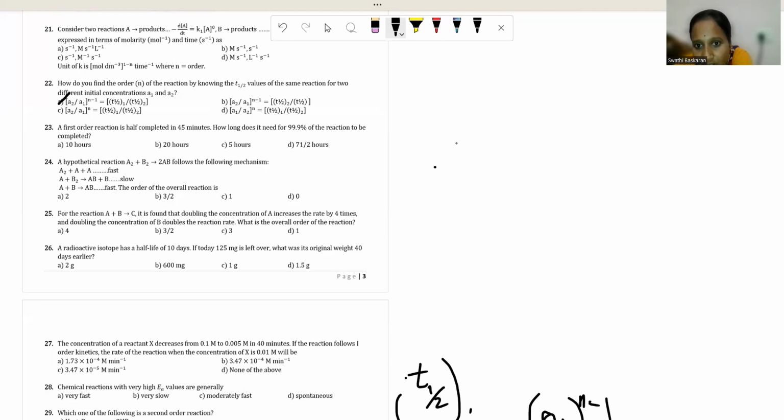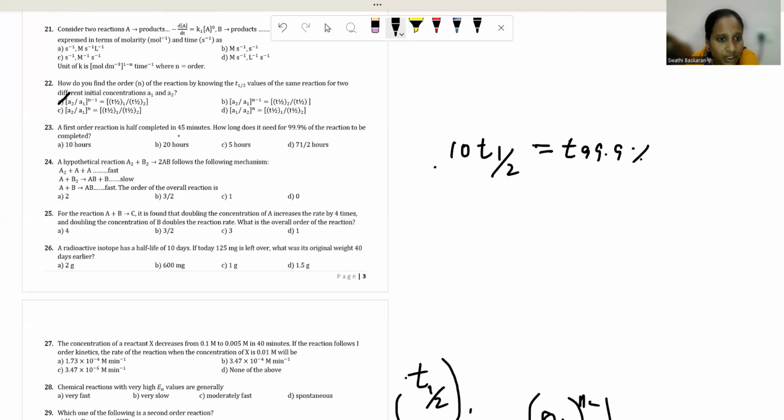Formula is 10 T halves is basically equal to T, 99.9%. So what is T half given?